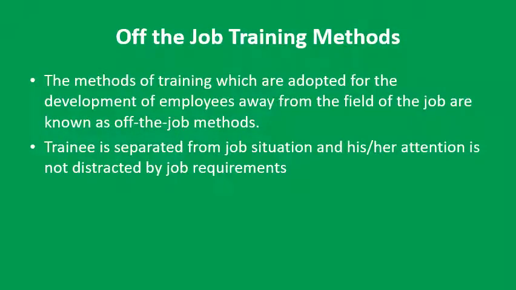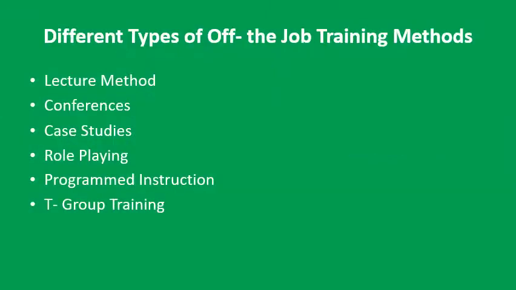Off-the-job, as mentioned earlier, means that employees are moved away from the workplace and they attend the training. That is basically off-the-job training. The employee is separated from the job situation so that his or her attention is not distracted by job requirements. So he can very freely attend the training. That is off-the-job training basically.